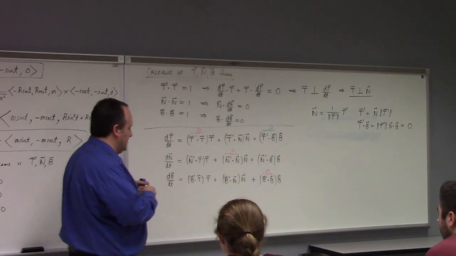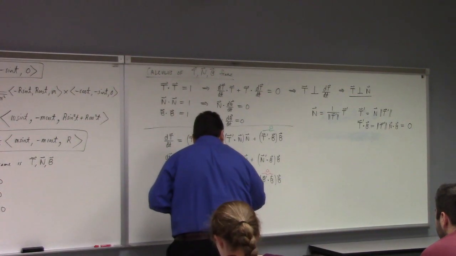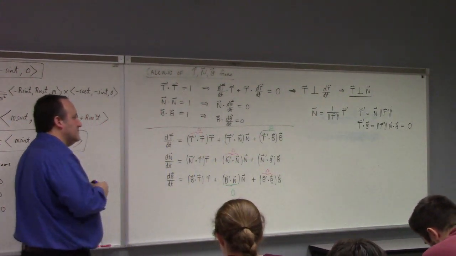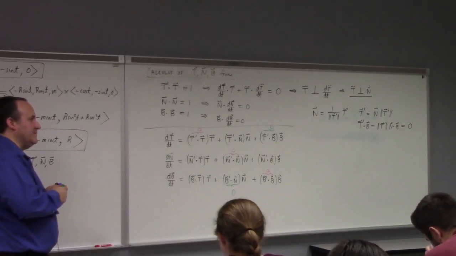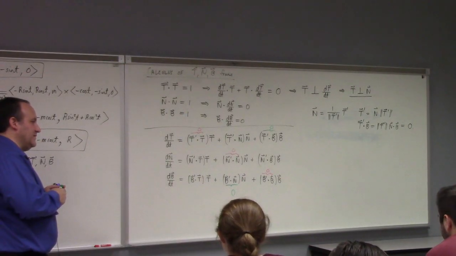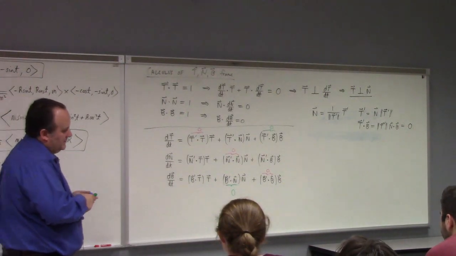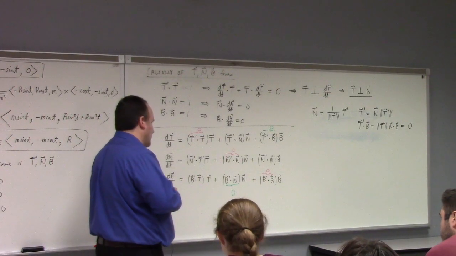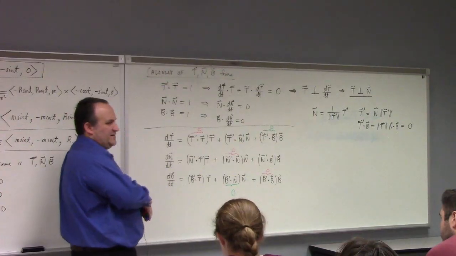There's a way to show this is 0, but I forget how to show it at the moment, but we can show that's 0 as well. Let's see here. How could we maybe show that 0? Any ideas?